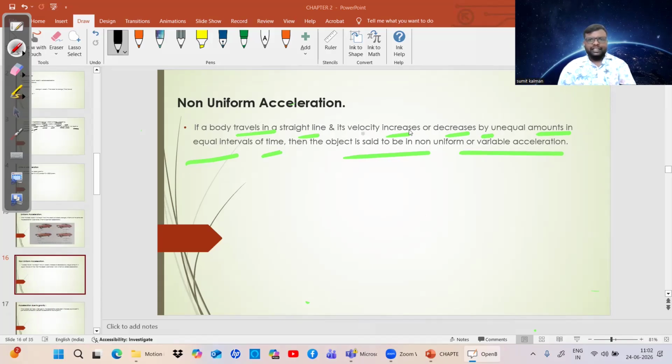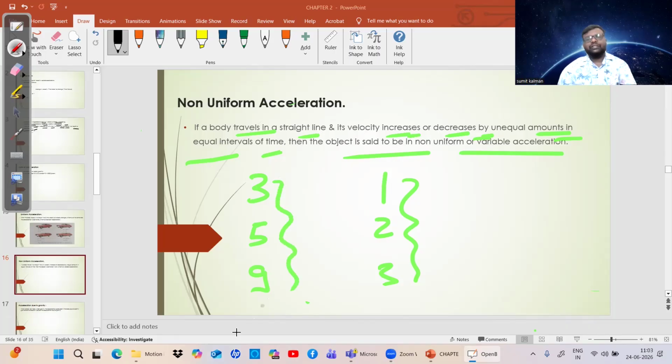If velocity is increasing or decreasing by unequal amounts, suppose you have velocity 3 meter per second at time t equal to 1 second, next 5, next 9, at time t equal to 2, 3. The time difference is equal, 1 second. But here the velocity is increasing by an unequal amount. If you calculate acceleration here, it comes out to be variable, and this is an example of non-uniform acceleration. I hope it is clear. So now next.